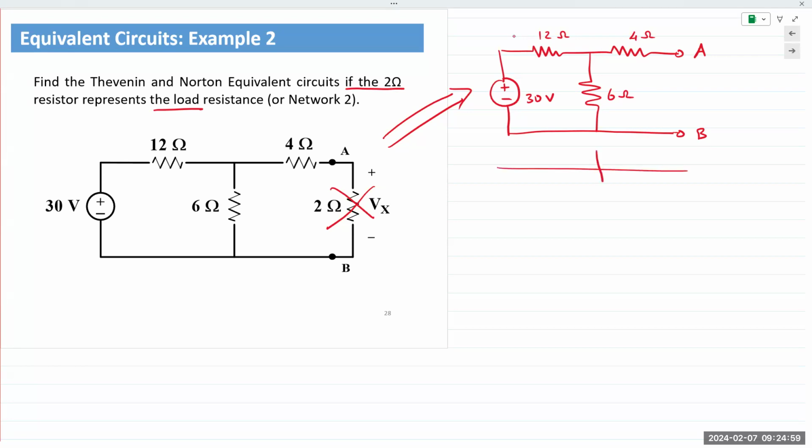Now we redraw the circuit 3 times. Resistance, voltage, and current. Take it one step at a time. Let's tackle resistance first, RTH.